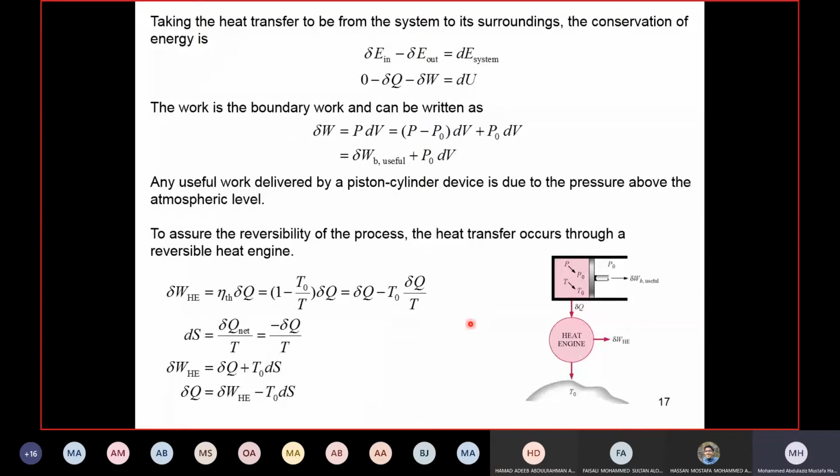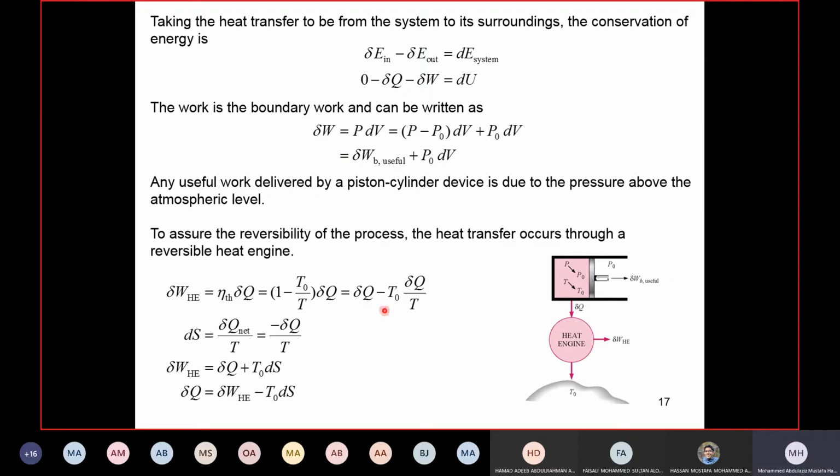Okay, so now let us consider this here. For this system, we apply the energy equation: delta Q minus delta W is equal to dU. This is the energy equation applied to this system. According to the work here, W will be equal to W useful plus P naught delta V. As you mentioned, there is an expansion of this at P naught. We cannot get it back, so this is not useful work. So now we first calculate W useful, which is the maximum work I can get from that.